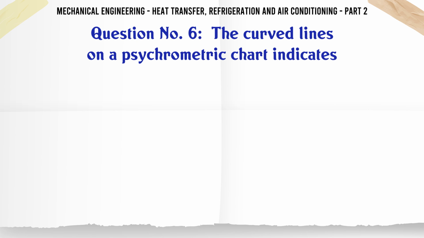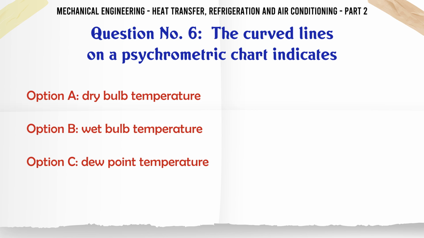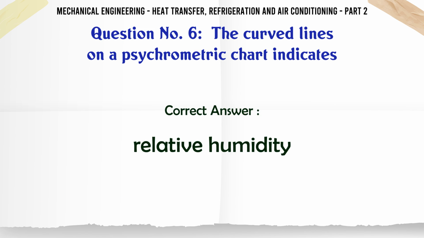The curved lines on a psychrometric chart indicates: A. Dry bulb temperature. B. Wet bulb temperature. C. Dew point temperature. D. Relative humidity. The correct answer is relative humidity.